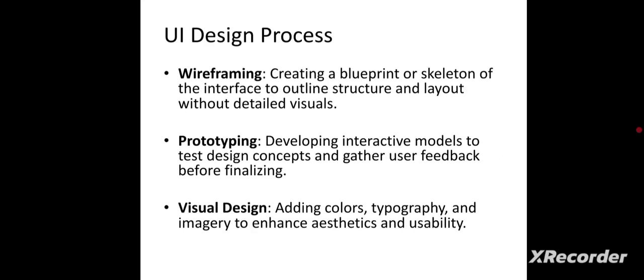Next, moving on to the UI design process, there are three major steps. One is wireframing, next one is prototyping, and then visual design. Wireframing is creating a basic layout or blueprint of an interface. It shows the placement of elements without visual styling. Next, prototyping involves building interactive models to test design ideas and gather feedback. Visual design adds colors, typography, icons, and images to improve aesthetics and usability.